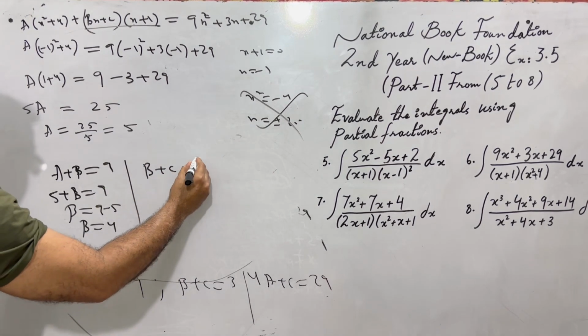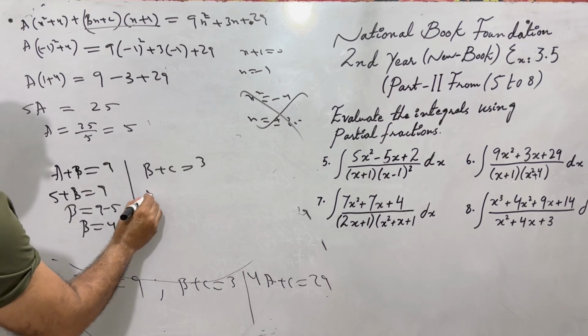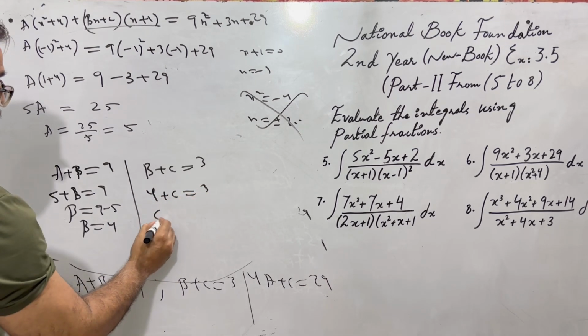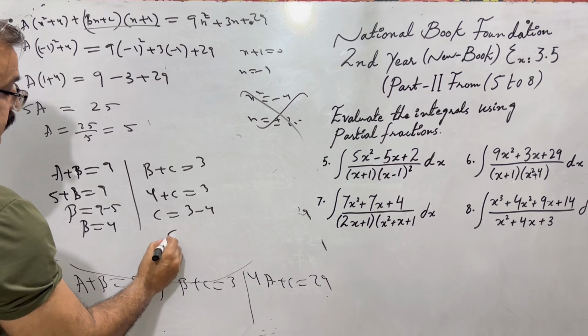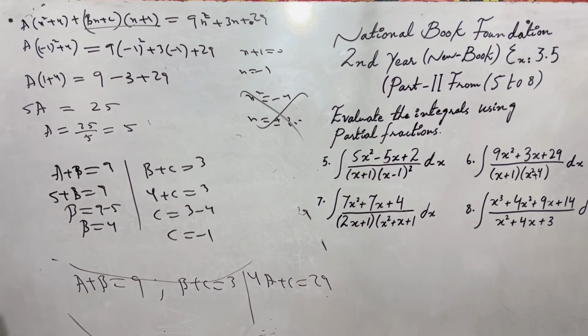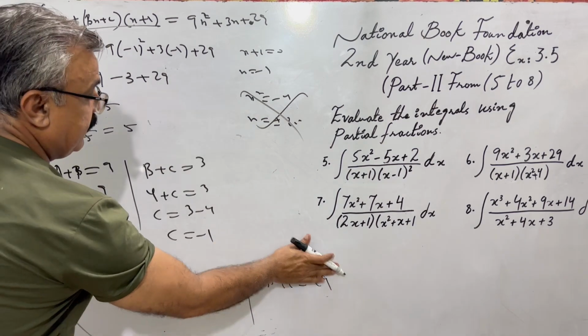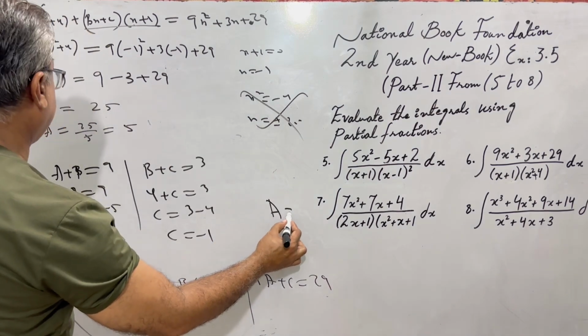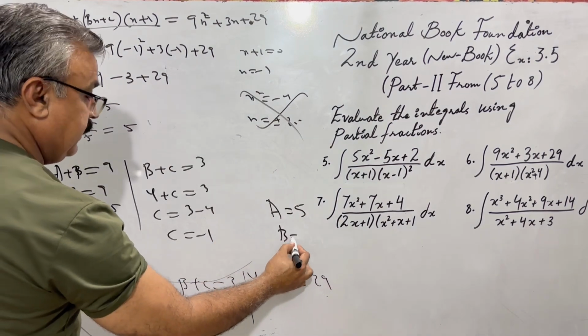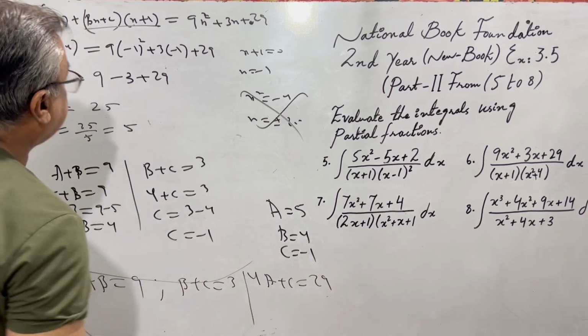What about c? Put the value of b here. B plus c is equal to 3. The value of b is 4. 4 plus c is equal to 3, then c is equal to 3 minus 4. C is equal to minus 1. We have the values of all unknowns that we need. Let me write here: a is equal to 5, b is 4, c is equal to minus 1.